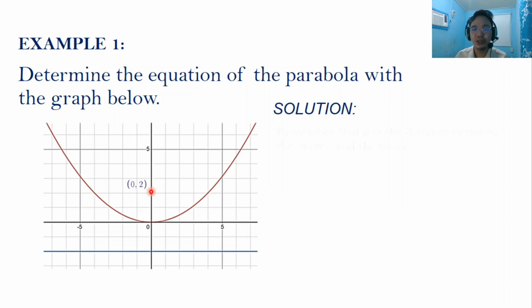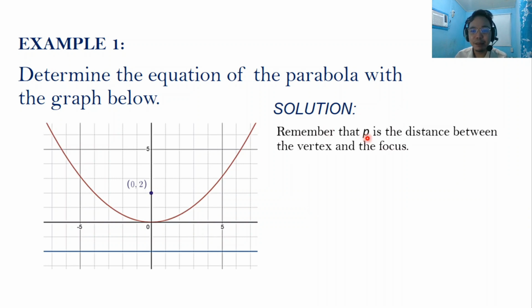Let's have the solution. So remember that P is the distance between the vertex and the focus. So we are going to find the value of P for us to be able to find the equation of our parabola. So as we notice, our parabola opens upward and our axis of symmetry here is the y-axis. So ano kaya yung standard equation na gagamitin natin?